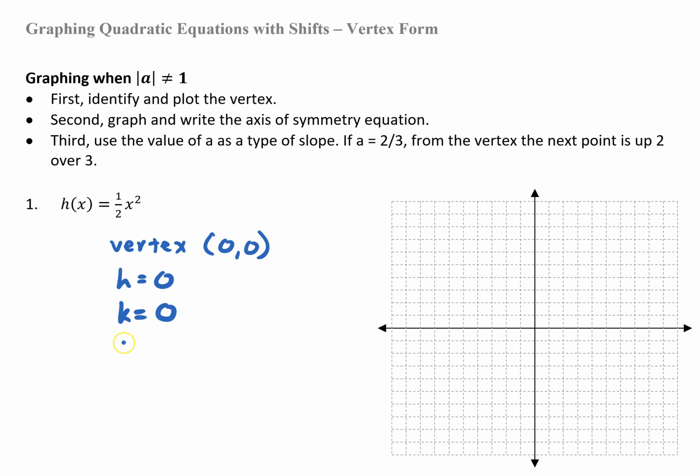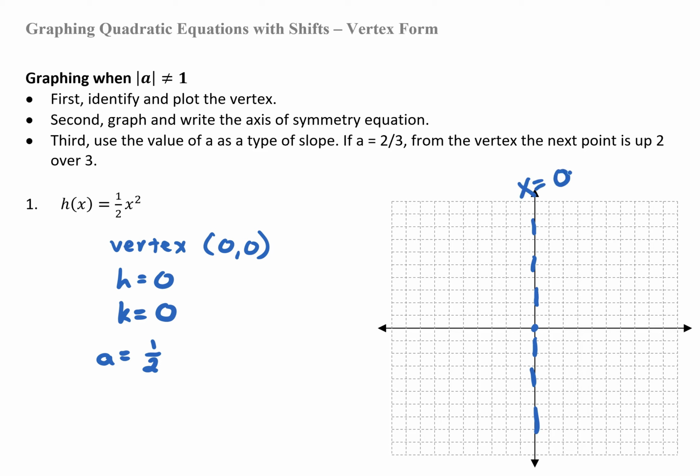Next, I'm going to notice that my a value is 1/2. And this a value is going to be our amplitude and affect our graphing. We'll begin by plotting our vertex at 0, 0, putting in an axis of symmetry and labeling that as x equals 0.